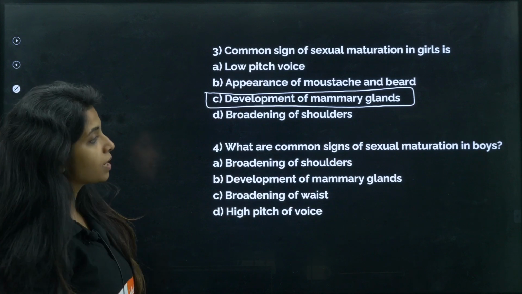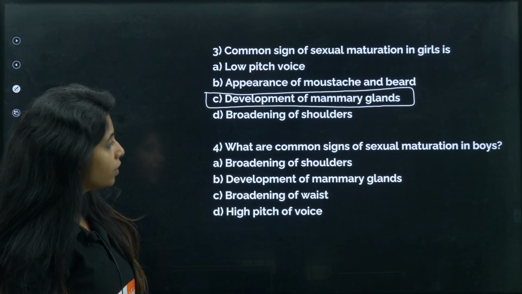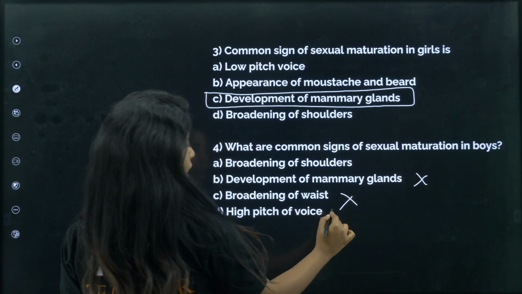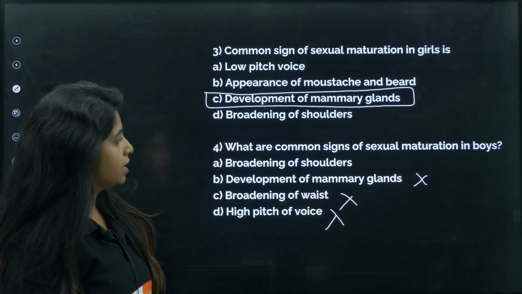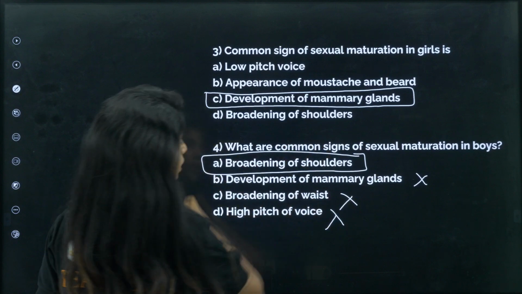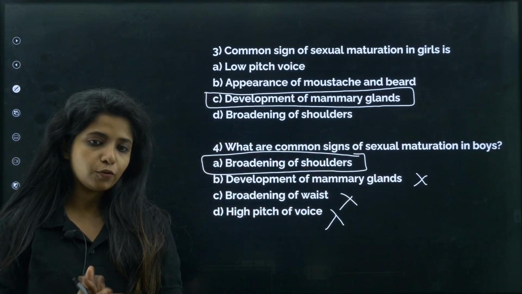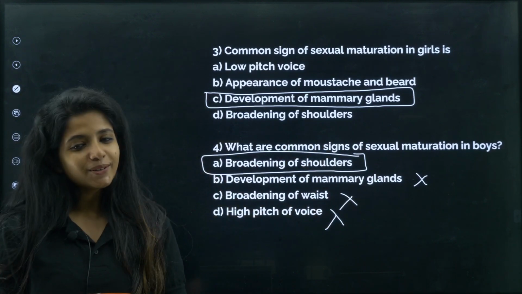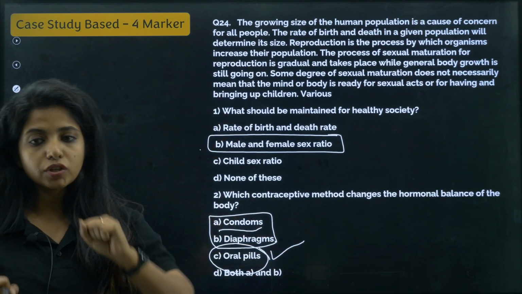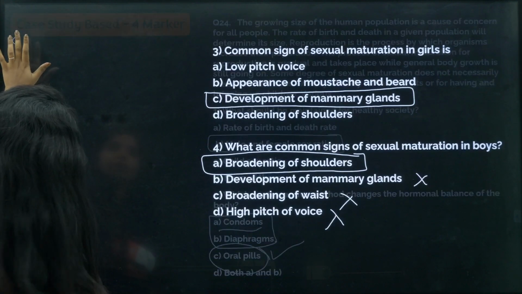Now, what are the common signs of sexual maturation in boys? Broadening of the shoulder, development of mammary glands, broadening of waist, high pitch voice. These are all for girls. This is for boys, that is broadening of the shoulder. They will be having more muscular body rather than they had before. Okay, cool. With this, we are completing all the questions, my dear children.